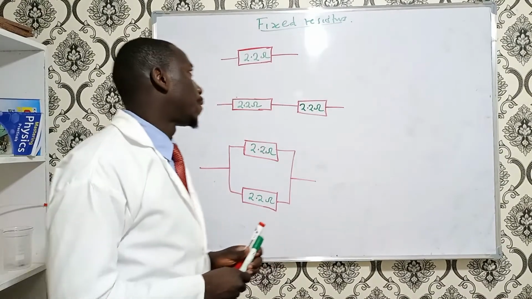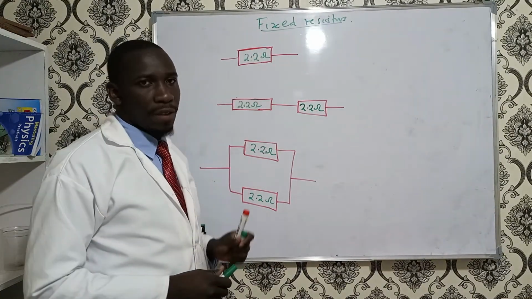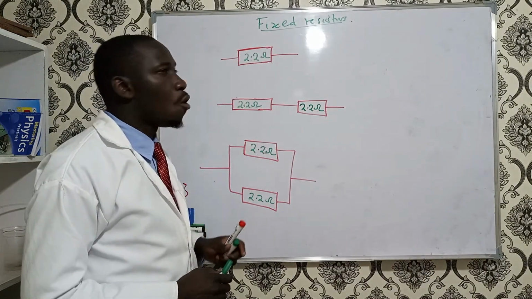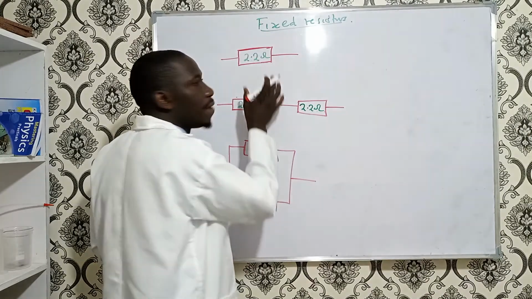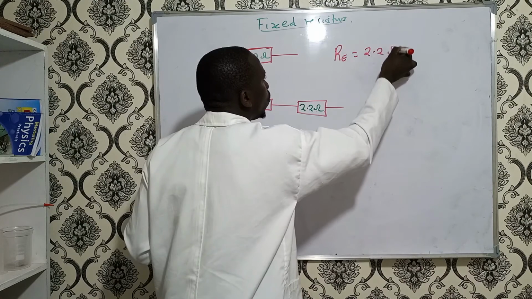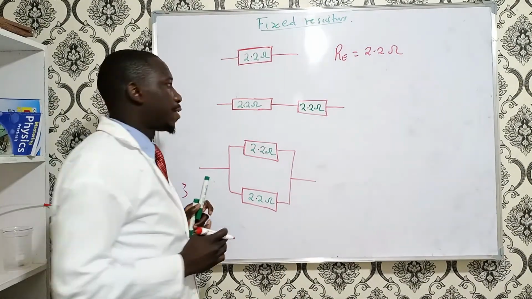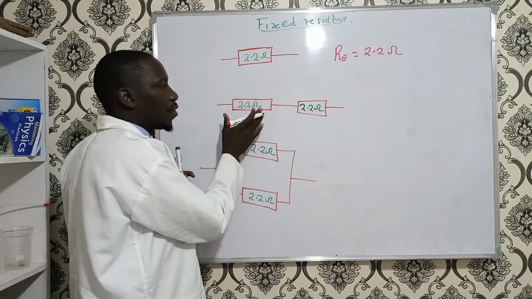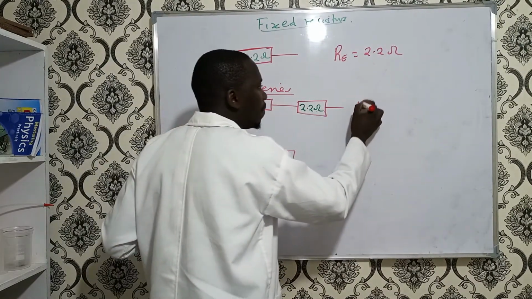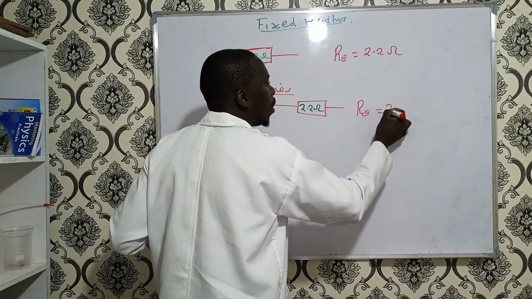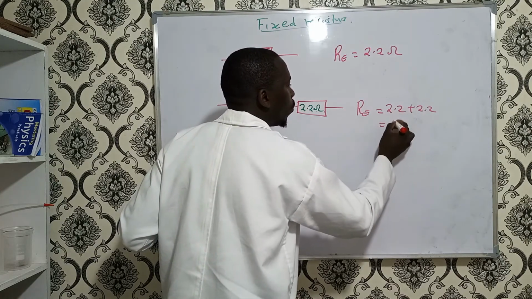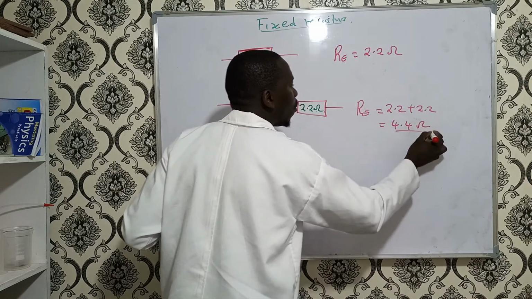From the experiment that we have carried out and the calculation that we have done, we can make the following observation. When we have one single fixed resistor of 2.2 ohms, the effective resistance will be 2.2 ohms because it is just a single resistor. If there are two resistors in series, then the combined resistance will be 2.2 plus 2.2, which gives us 4.4 ohms.